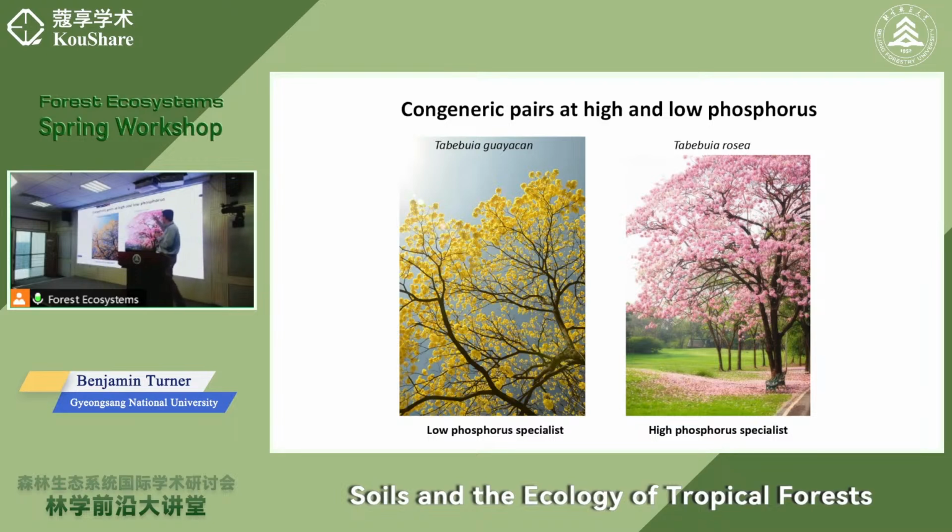And this is a good example of 2 species of Tabebuia, guayacan and rosea, a low phosphorus specialist and a high phosphorus specialist. And of course, these trees are planted widely in botanic gardens. You may have seen them around here. Now, what's different about these species in terms of phosphorus that might allow this to happen? One of the possibilities is that Tabebuia guayacan is something they call a pollen cheater. A pollen cheater produces very low amounts of pollen. And of course, pollen contains very high concentrations of phosphorus.